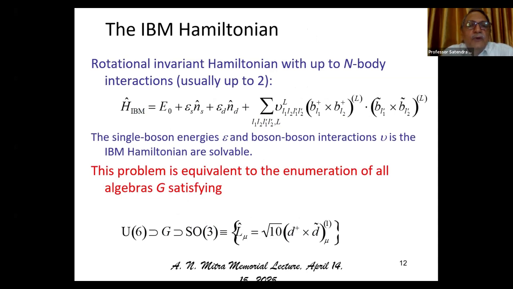The IBM Hamiltonian for a rotationally invariant Hamiltonian with up to n-body interactions is shown here as H_IBM. The single boson energy is epsilon, and the boson-boson interaction is mu. The IBM Hamiltonians are soluble. Next slide, please.